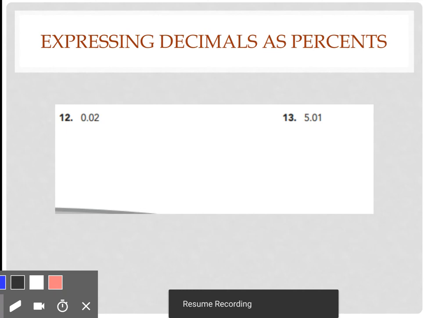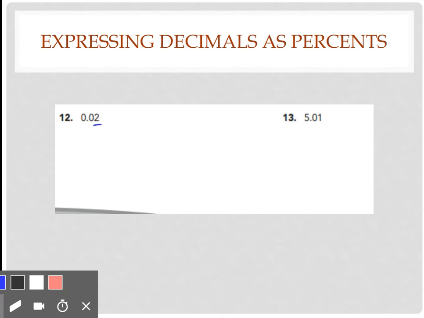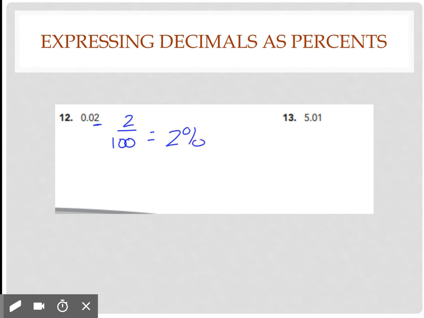So just a couple more to practice. 0.02. Again, because my 2 is in the hundredths place, as a fraction, it's 2 over 100, which is simply 2%. 5.01. Remember, we can have percents that are larger than 100%. So again, here I have a 1 in the hundredths place. So that means my entire number is going to go over 100. So in this case, it would be 501 over 100, which is the same as saying 501%.